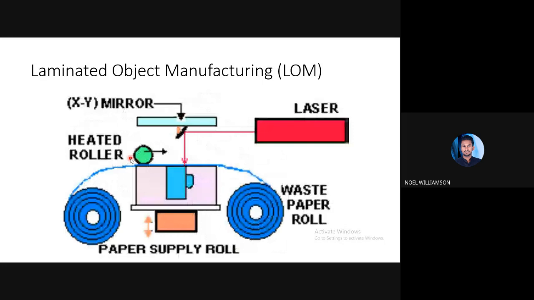So this is the basic figure. This is the initial supply roller, and this is the waste roller, so that the finished area can be rotated over here. This is the heated roller, this is the platform, and this is the finished product. This is a setup for focusing the laser.